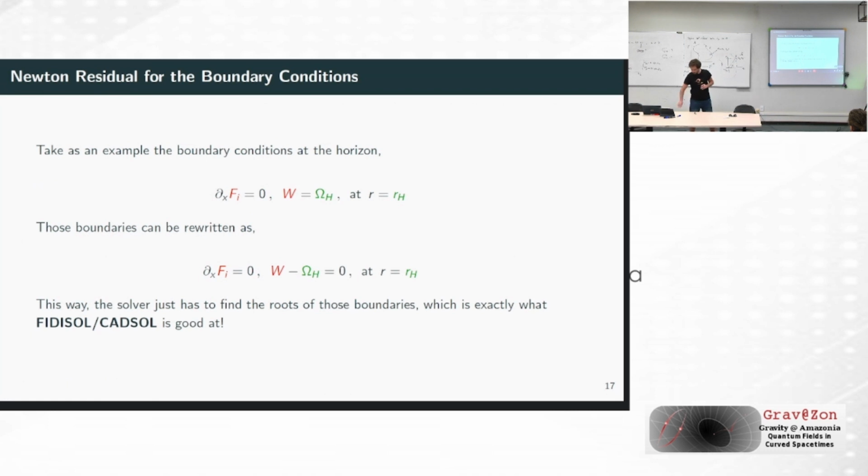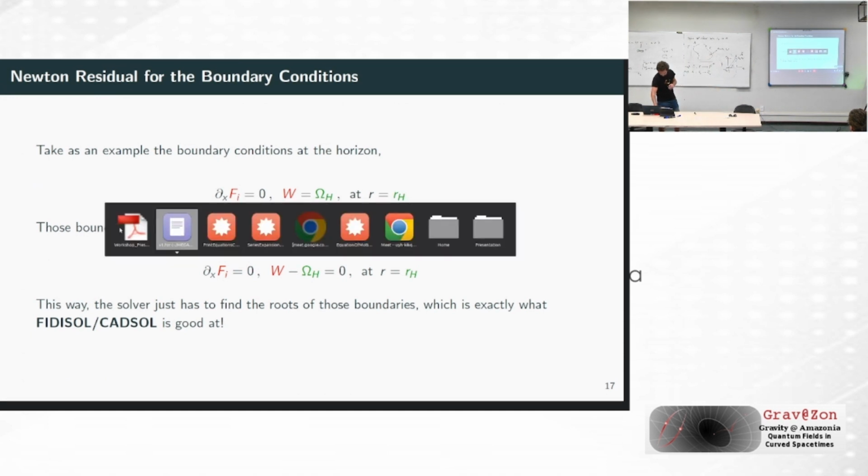So for example, if you have the boundary conditions at the event horizon, the derivative of the function is equal to 0, but the W1 is equal to the angular velocity of the event horizon. So in order to put that on the solver, you essentially rewrite everything such that it's equal to 0. Obviously this one is quite simple, but this one you only have to take from one side to the other and say that this quantity must be equal to 0. So that's what you do.